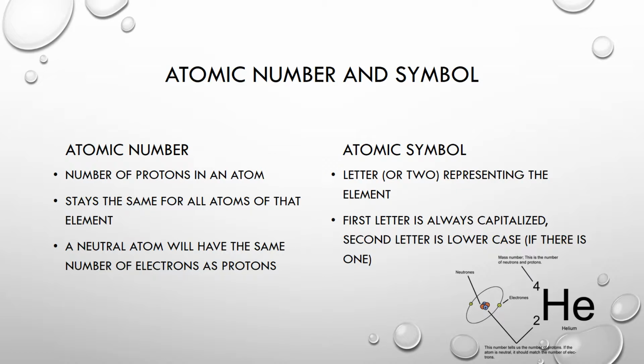The atomic symbol, on the other hand, is a letter or 2 that represents the element. The first letter is always capitalized and the second letter is always lowercase if there is a second letter. If you see 2 capital letters next to each other, that means that you have 2 different elements there.